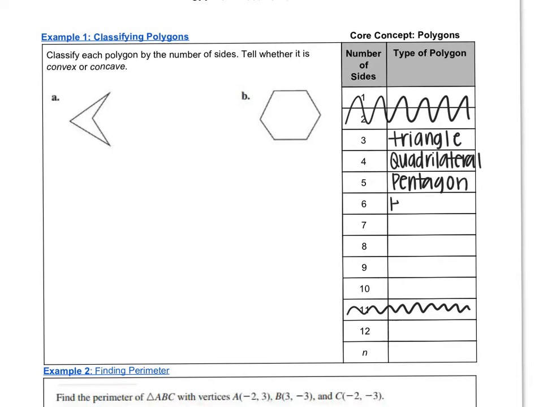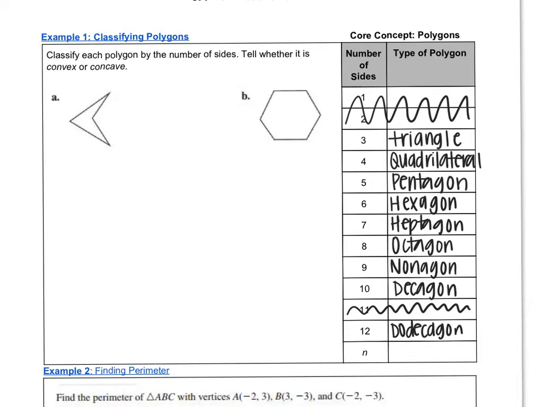5 sides would be a pentagon. 6 is a hexagon. 7 is a heptagon. 8 an octagon. 9 is a nonagon. 10 is a decagon. 12 is a dodecagon.